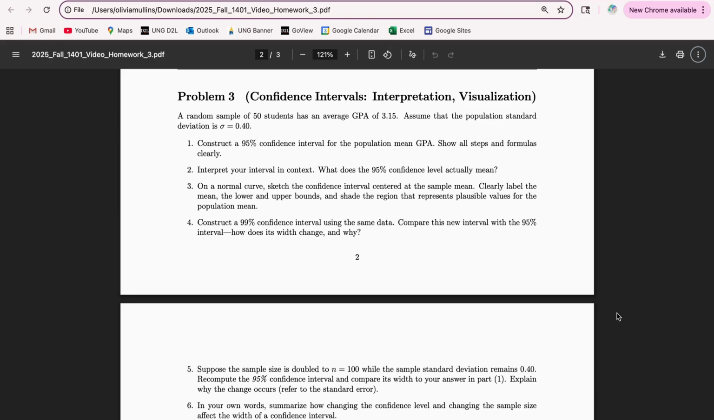Finally, question 6 says, in your own words, summarize how changing the confidence level and changing the sample size affect the width of a confidence interval. It asks, what happens when we use a higher confidence level or a larger sample size? Increasing the confidence level makes the interval wider, since we're being more certain that the true mean is captured. Increasing the sample size makes the interval narrower, since larger samples give more accurate and consistent results.